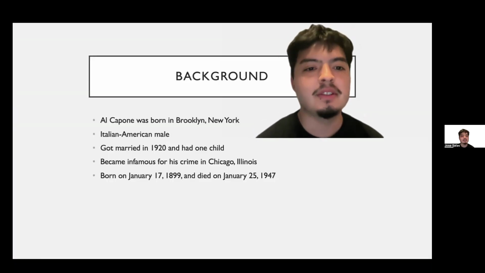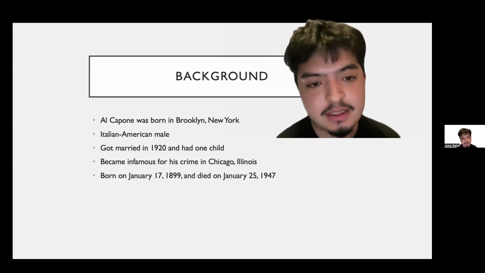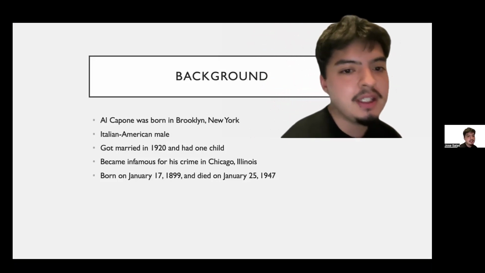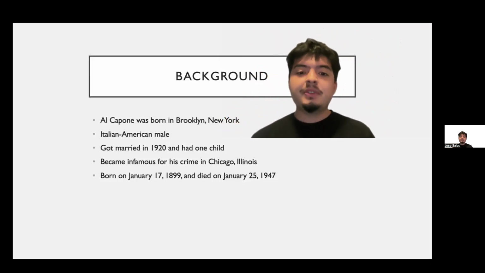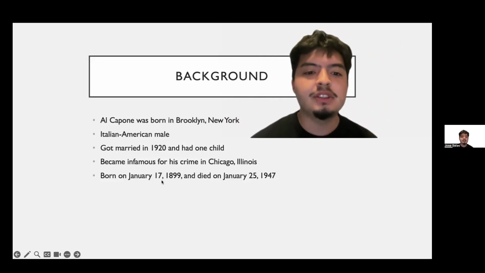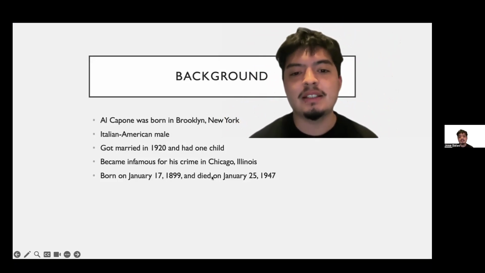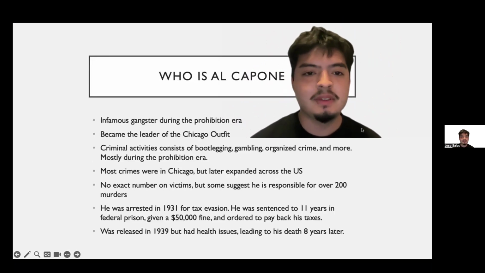Now, a little bit of background. Al Capone was born in Brooklyn, New York. He is an Italian American male. He got married in 1920, only had one child. He became infamous for his crime in Chicago, Illinois. He was born on January 17, 1899, and died on January 25th, 1947.